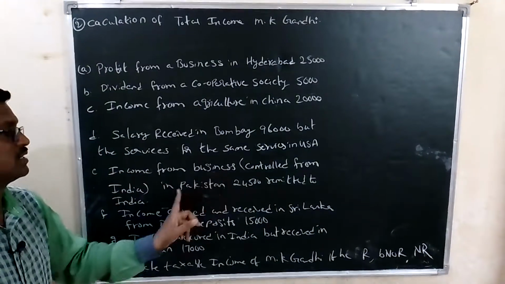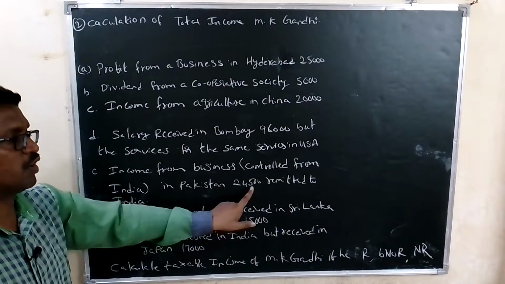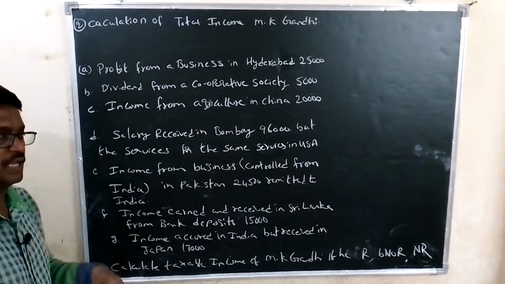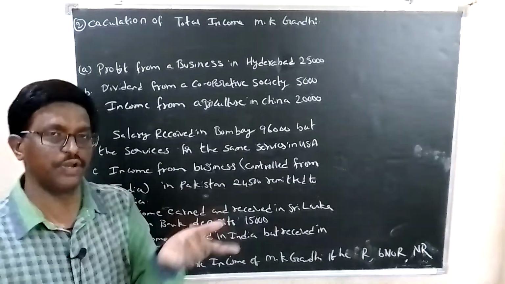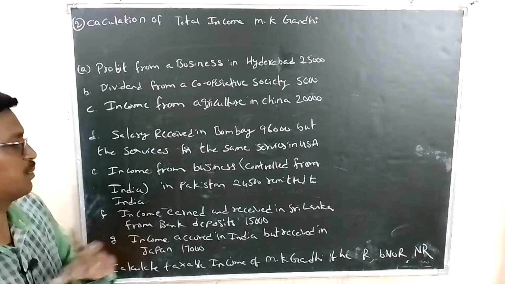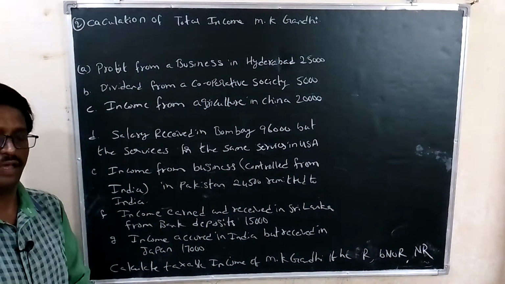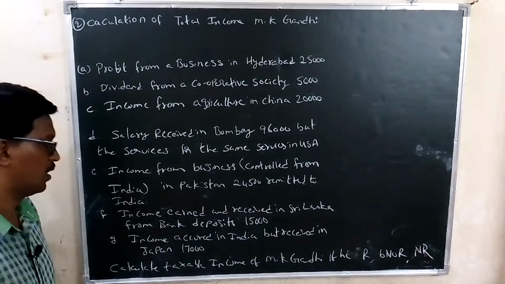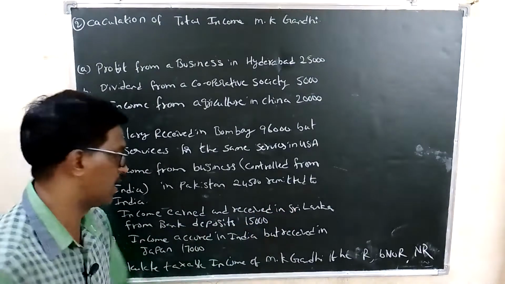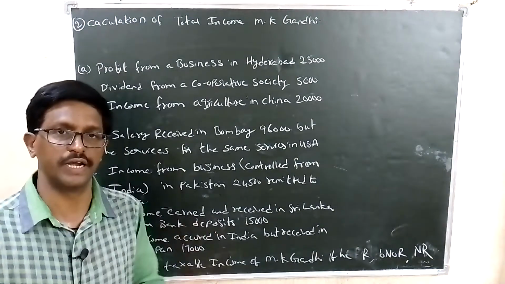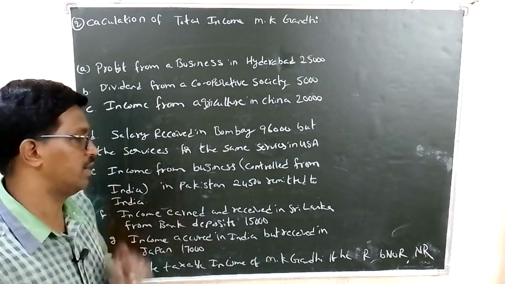Income from a business in Pakistan, 24,500, remitted to India, controlled from India. It means earned in Pakistan, received in Pakistan, but controlled from India. It is taxable under resident and not ordinarily resident. Income earned and received in Sri Lanka from bank deposits means earned outside India, received outside India. It will be taxable under resident.